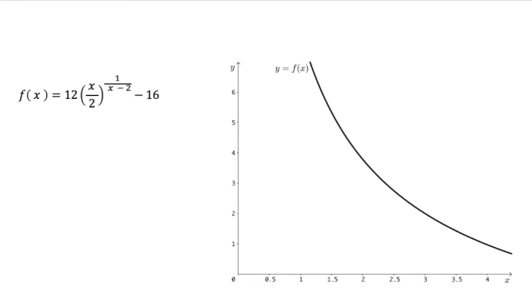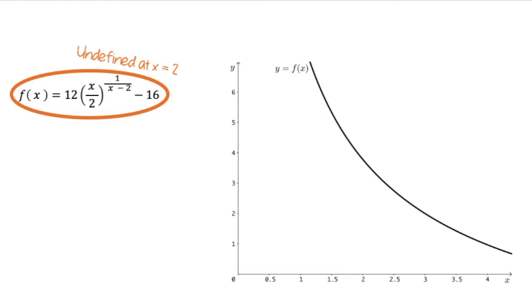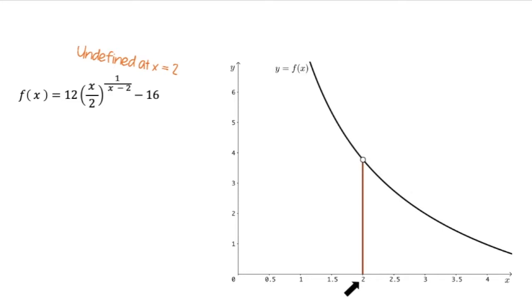If you look closer at the formula, you'll notice that the exponent has a fraction that is undefined at x equals 2. This causes the entire function to be undefined at x equals 2. Let's look at the graph carefully at x equals 2. Since f is undefined at x equals 2, the graph of f has a hole when x equals 2.